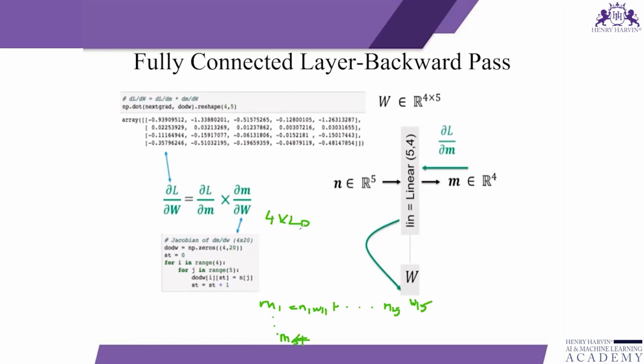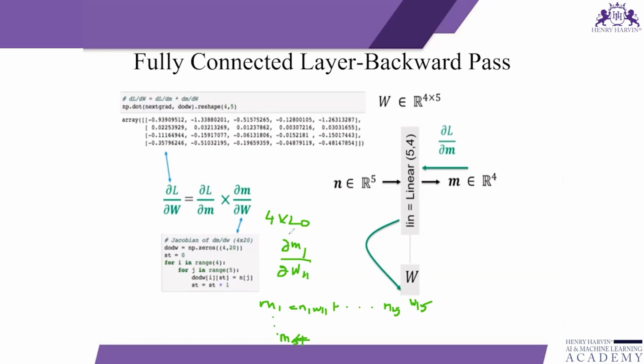So what are those 20 columns? First we will have dou m1 by dou w11, and then all the way to, you know it doesn't change in the numerator, dou m1 by the 20th weight. So here we have 20: W11, W12, W13, 14 and 15, then W21, 22, 23, 24, 25, W31, W32, 33, 34, 35, 41, 42, 43, 44, 45. Clear? So totally we have 20.